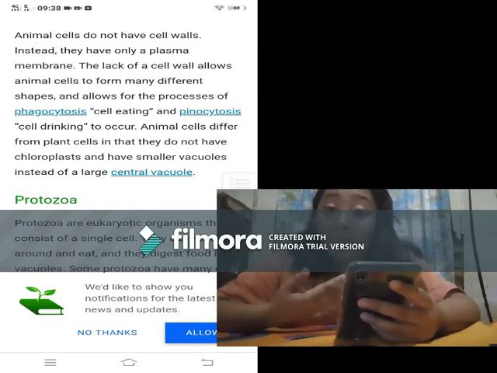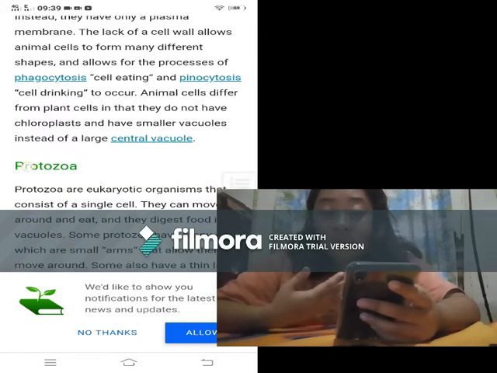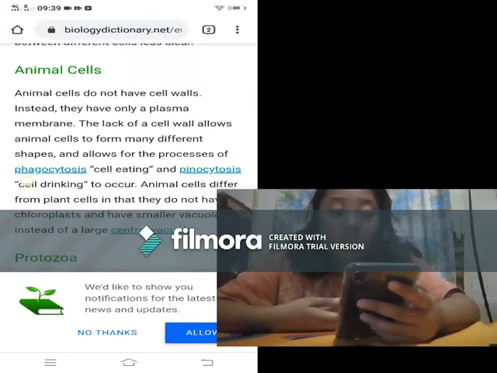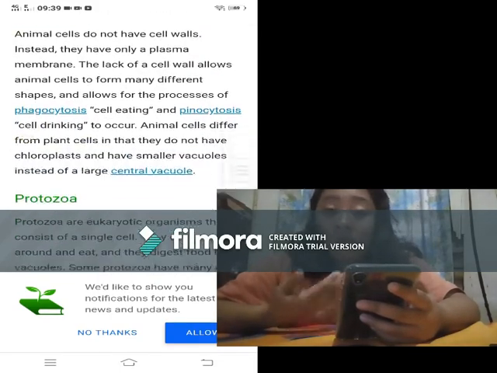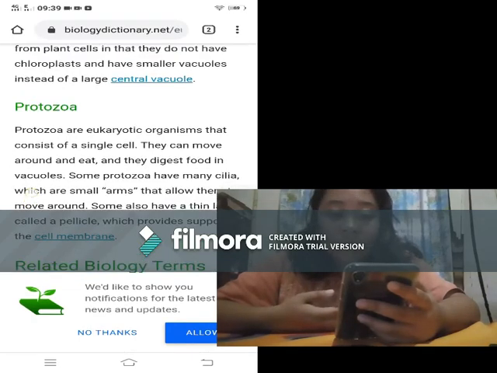Animal cells differ from plant cells in that they do not have chloroplasts and have smaller vacuoles instead of a large central vacuole. Protozoa are eukaryotic organisms that consist of a single cell. They can move around and eat, and they digest food in vacuoles. Some protozoa have many cilia, which are small arms that allow them to move around. Some also have a thin layer called a pellicle, which provides support to the cell membrane.